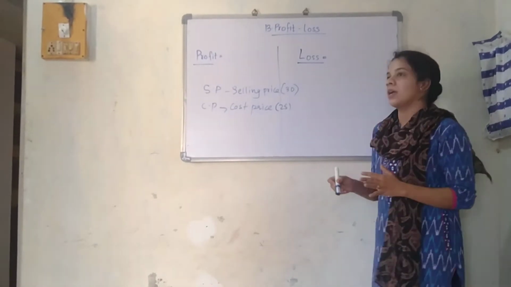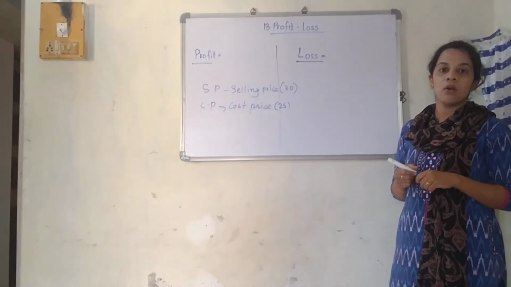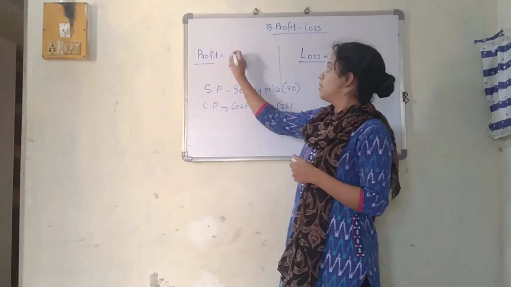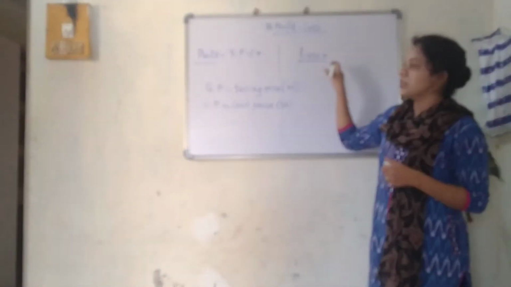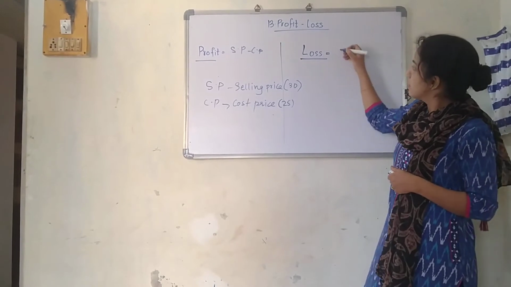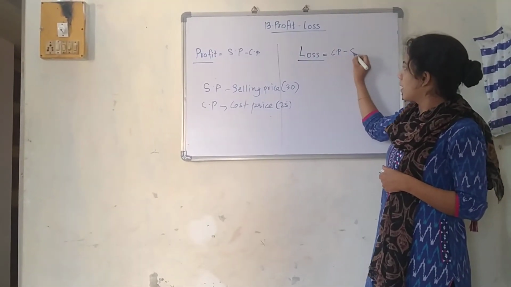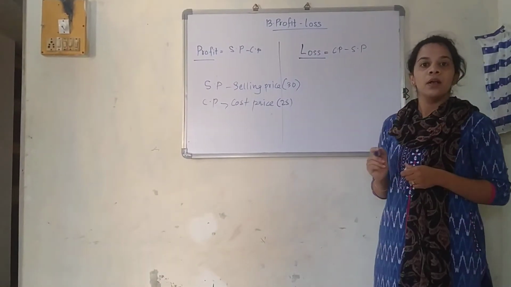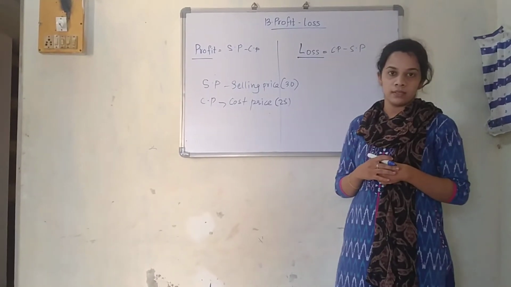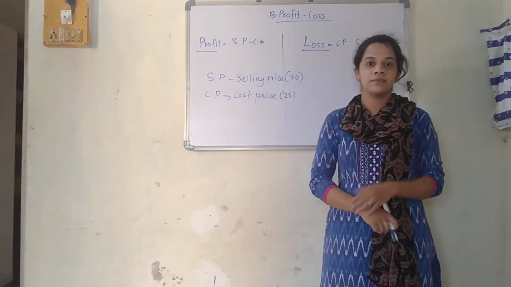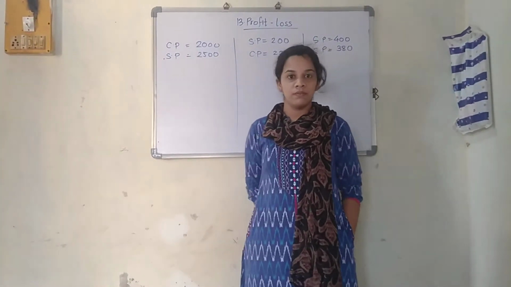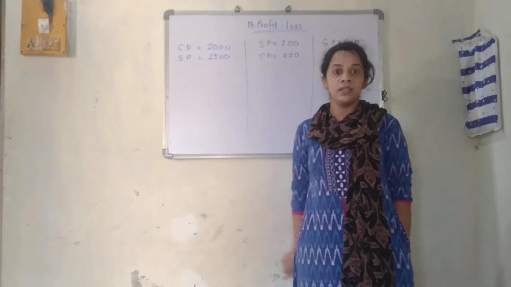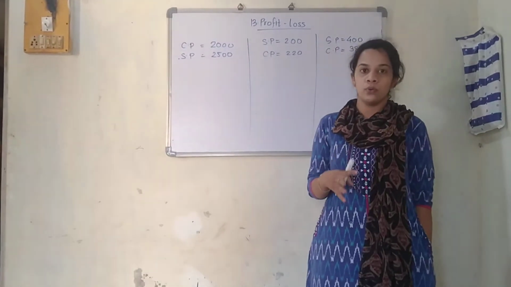Depending upon that, how are we going to determine profit and loss? Profit means selling price minus cost price. The opposite is loss. Loss is cost price minus selling price. Okay, so now we are going to see a few examples. Either it is profit or it is loss, you are going to tell me.